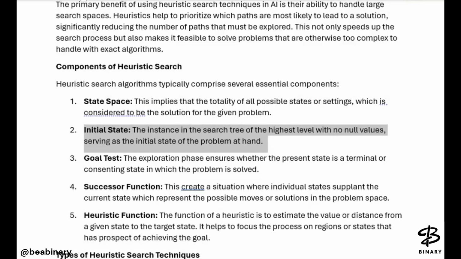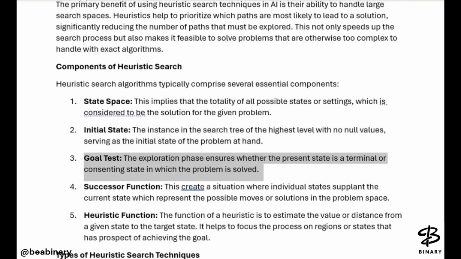Definitely. Then the goal test is another component. What is the goal test? The exploration phase ensures whether the present state is a terminal state, or a state in which the problem is solved.